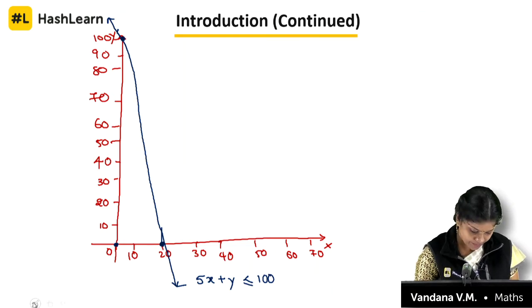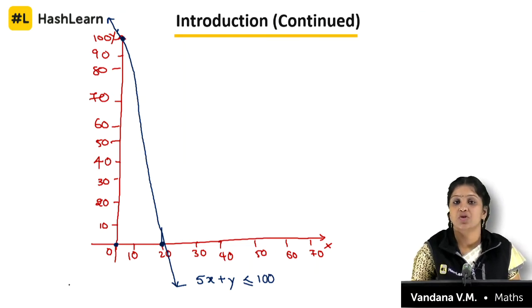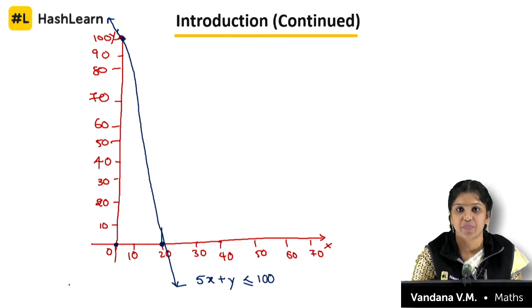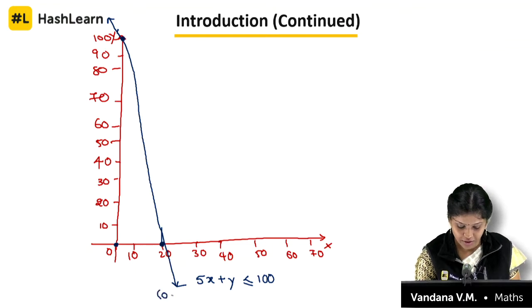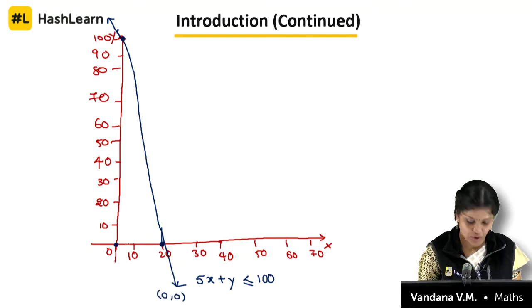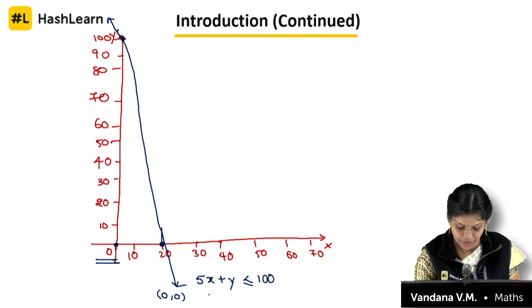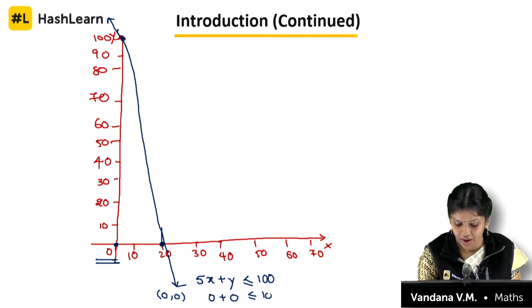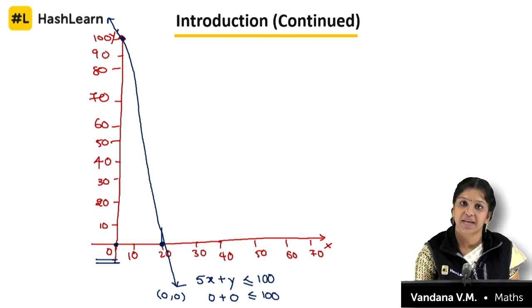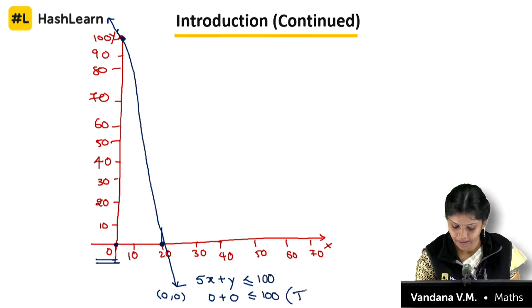Next one you write. Now this line is not passing through the origin, so I can take the origin point to compare. How am I going to compare? 0, 0. The line is not passing through the origin, so I can take 0, 0 as a comparison point. If I substitute over here, 0 plus 0 less than or equal to 100. Is it true or false? Yes, it is true.